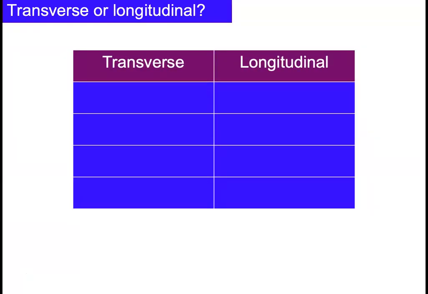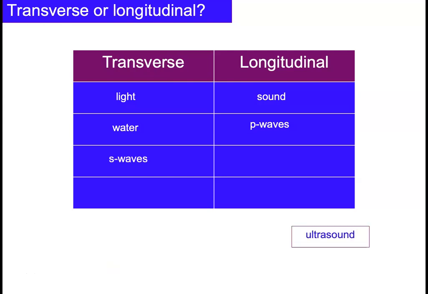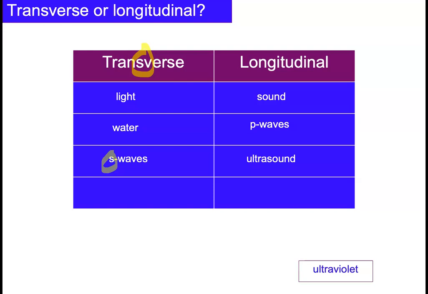Let's look at some types of waves. Sound is longitudinal. Light is transverse. P waves are longitudinal. P waves are a type of earthquake waves, seismic waves. There are 2 types, S and P. Water is transverse. S waves are transverse. Here's how you remember it: S waves, transverse has S in it, so they are both transverse waves. Ultrasound is sound, so sound is longitudinal. Ultraviolet is an electromagnetic wave, so it's transverse.